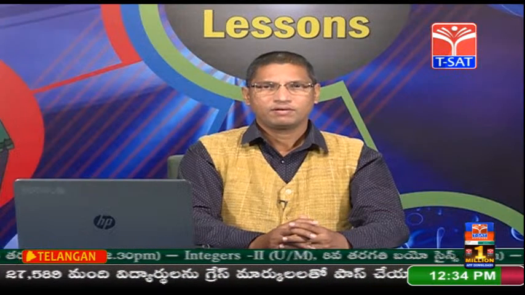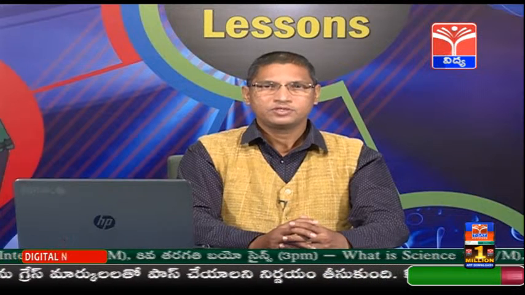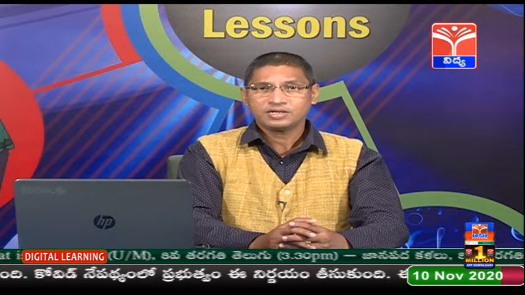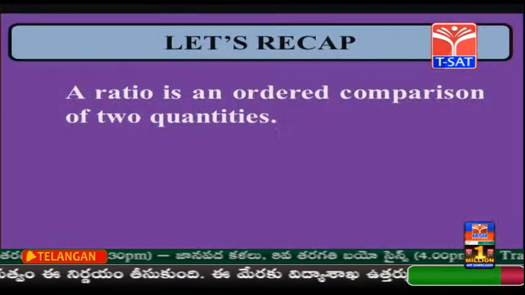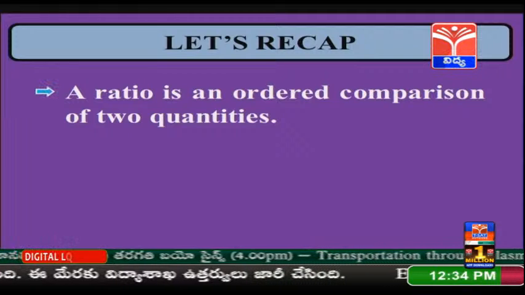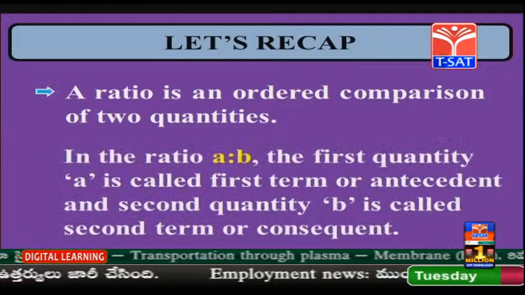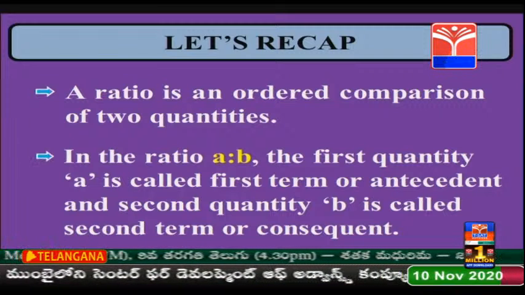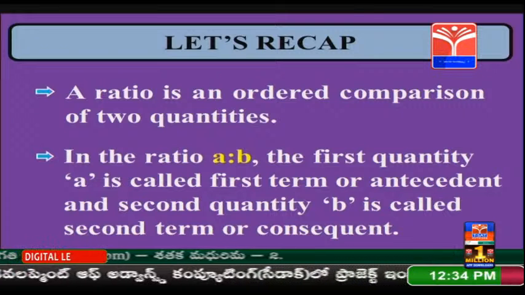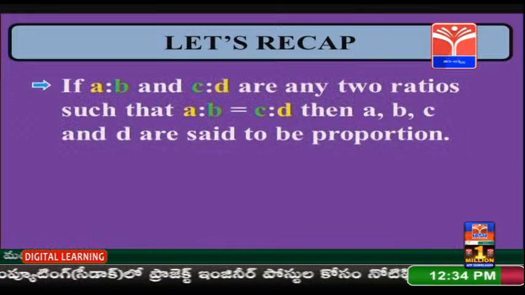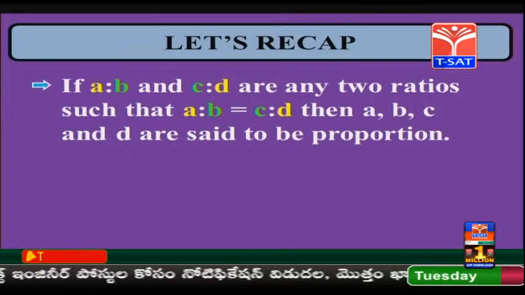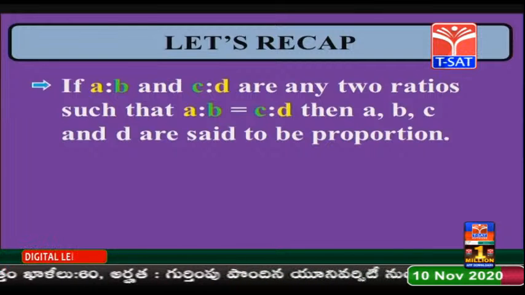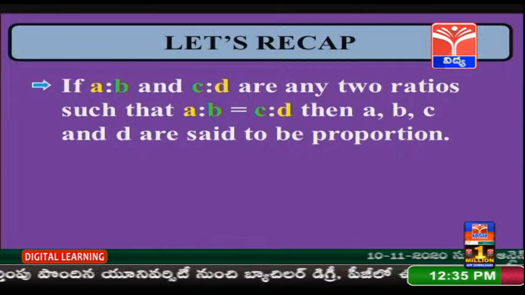So, children, we have learnt solving the problem using the concepts that we have learnt. Now, before we end our session, let us quickly recap what we have learnt. A ratio is an ordered comparison of two quantities. In the ratio A is to B, the first quantity A is called first term or antecedent, and second quantity B is called second term or consequent. If A is to B and C is to D are any two ratios such that A is to B is equal to C is to D, then we can say A, B, C and D are in proportion.